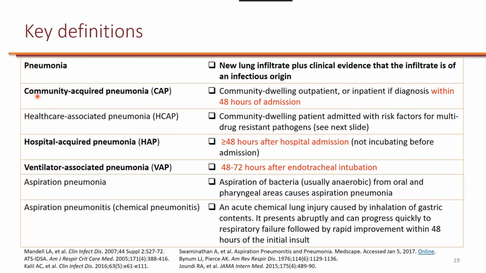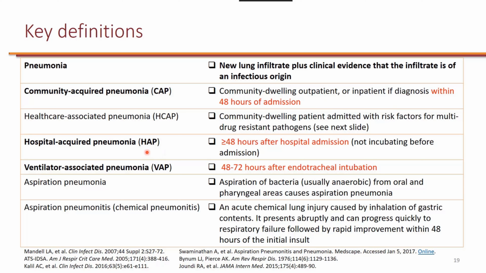Now, by definition, community-acquired pneumonia is pneumonia that occurs outside of the hospital. Even if a patient gets hospitalized and if the pneumonia develops within the first 48 hours of hospitalization, it is considered community-acquired pneumonia. And that's because there's an incubation time. For bacteria to grow and cause actual infection, it typically takes some time. So if pneumonia develops within the first 48 hours of hospitalization, that means these bacteria have already been growing. So the origin of these bacteria are from the community, not from the hospital.